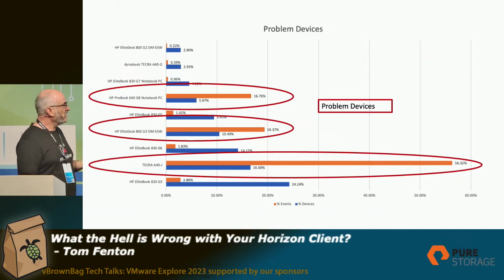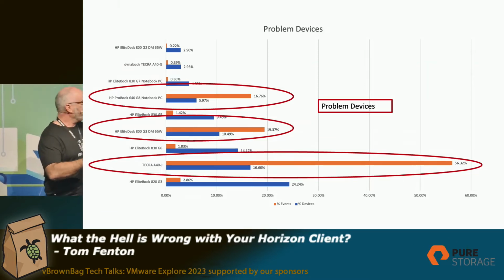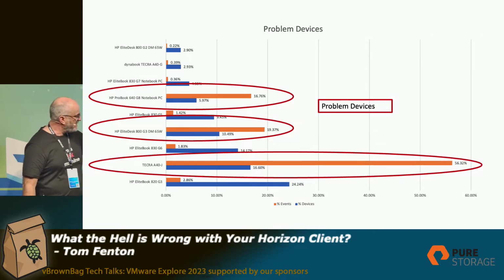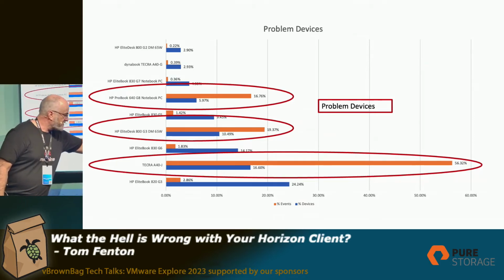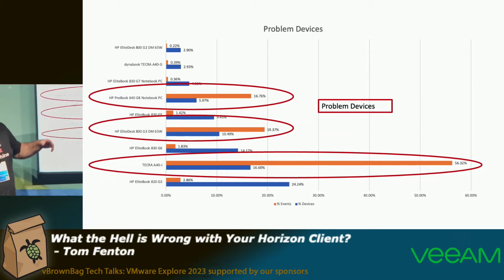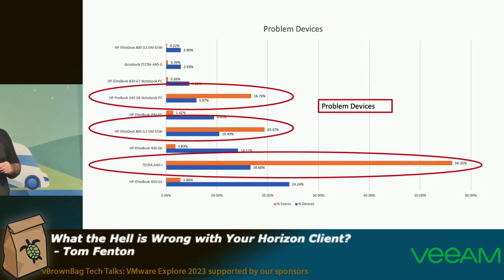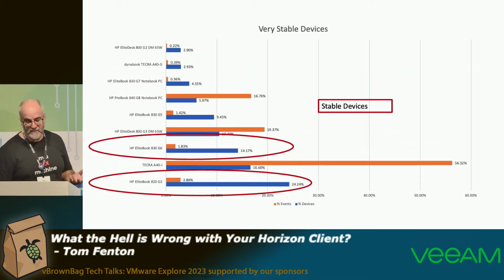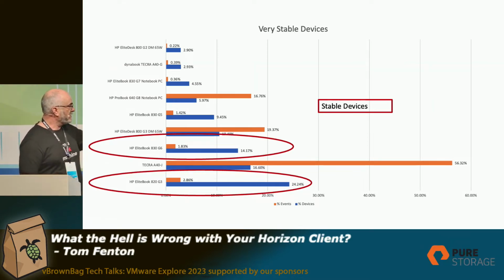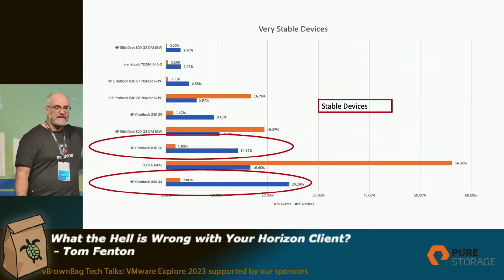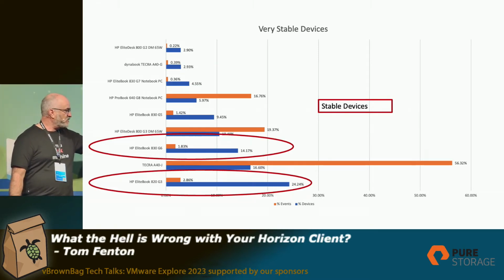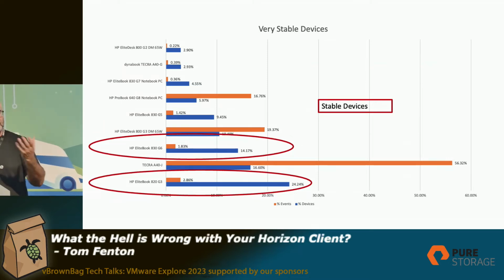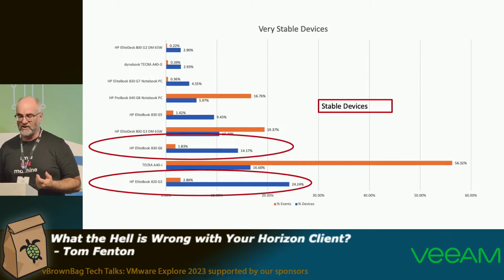Here's a few more problem devices that we saw. These didn't have as big a footprint, but still, whenever the orange line is a lot longer than the blue line, they gave us something to look at. And on the other hand, they had some very stable devices. The HP EliteBook 830, fantastic, great device, and the 820, great device. And that's what they were able to say to the manager: let's get some more of these in. They aren't problematic, they're good devices.